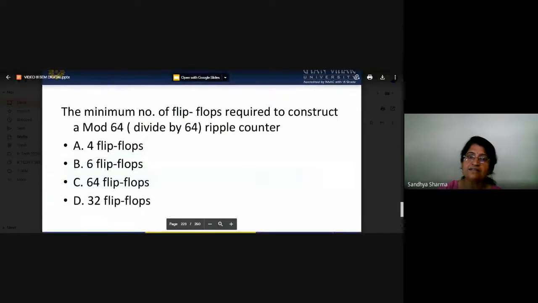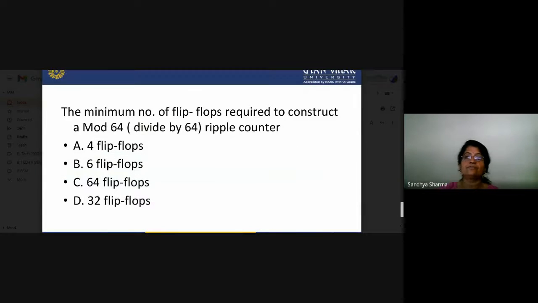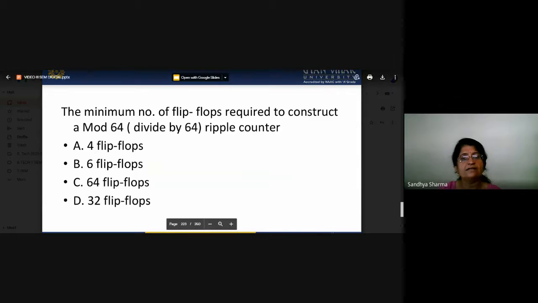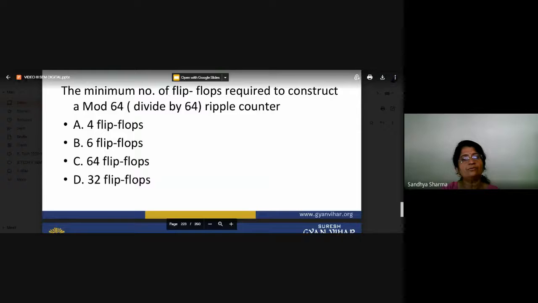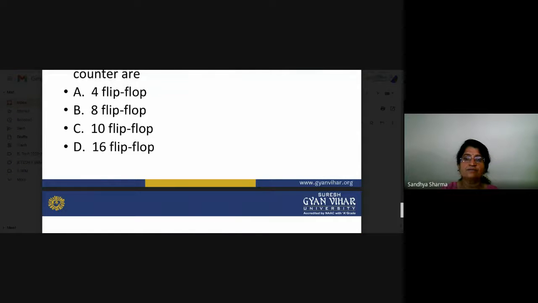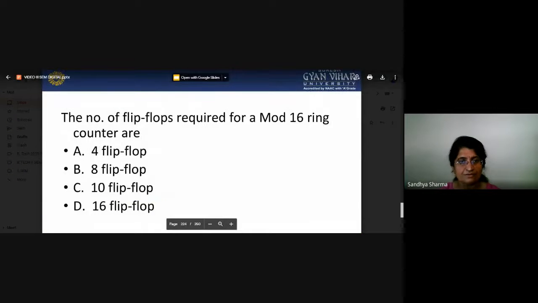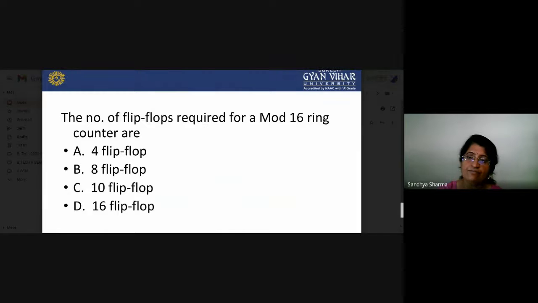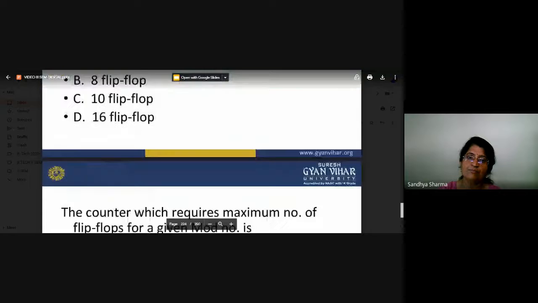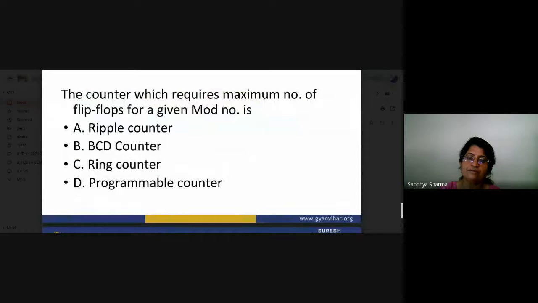And how many states, if you are using different ripple counters. So if you have designed a mod 64 counter, how many flip flops do you have to require? You can calculate by using a formula for this one. So this is the number of flip flops required for mod 16. So this is basically how many flip flops you have to require.